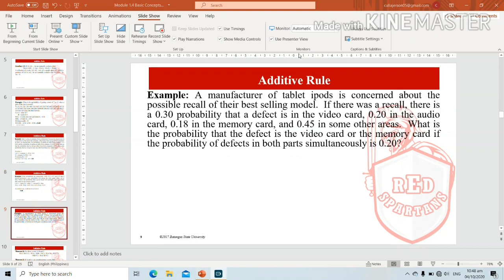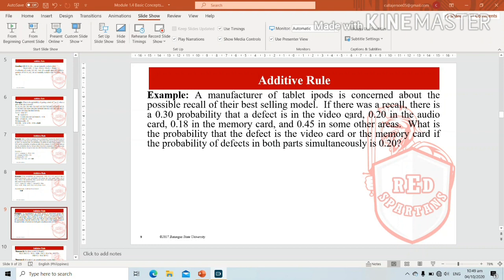Another example for additive rule. A manufacturer of tablet iPad is concerned about the possible recall of their best-selling model. If there was a recall, there is a 0.3 probability that a defect is in the video card, 0.2 in the audio card, 0.18 in the memory card, and 0.45 in some other areas. So what is the probability that the defect is the video card or the memory card? If the probability of defect in both parts simultaneously is 0.20.